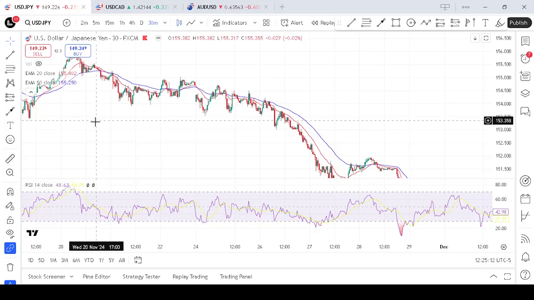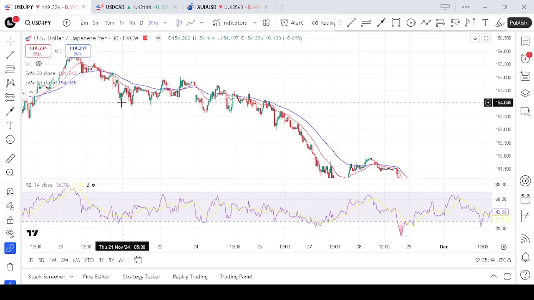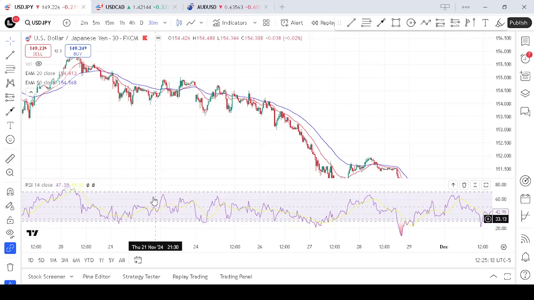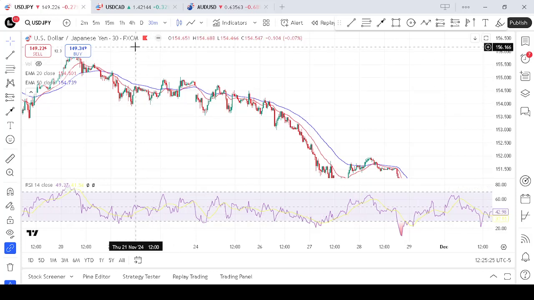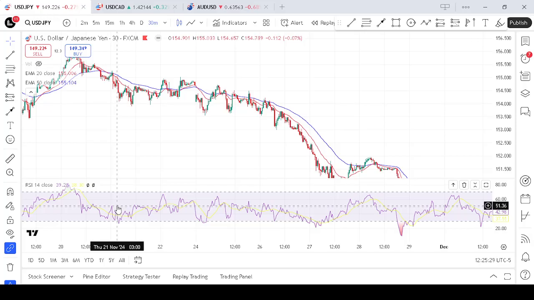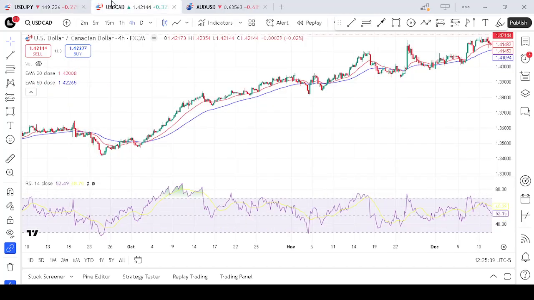Once you have identified the trend, you would use your RSI indicator. As you can see on my screen, this is the RSI indicator. We use it to look for readings above 60 in an uptrend and 40 in a downtrend. So when the reading is above 60, it shows that, let's look for a bullish example.